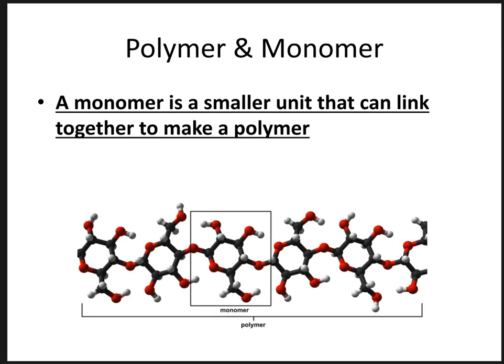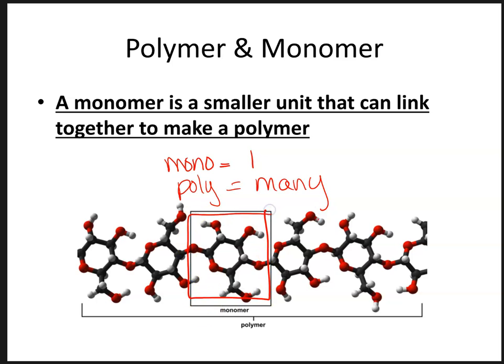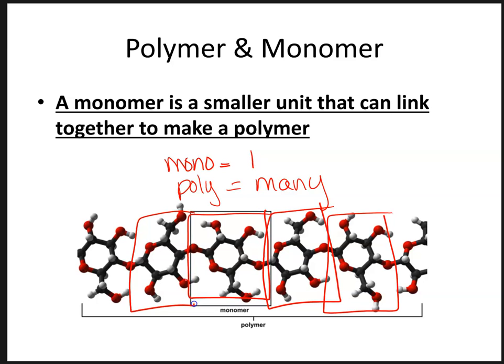Those smaller molecules that are linked together are called monomers. A monomer is a small unit that links together to make a larger molecule called a polymer. Remember, mono means one or single, and poly means many. So here in this diagram, you have one monomer, and if you notice, that same basic structure repeats over and over again to make this larger polymer, right? So individual monomers link together to make polymers.